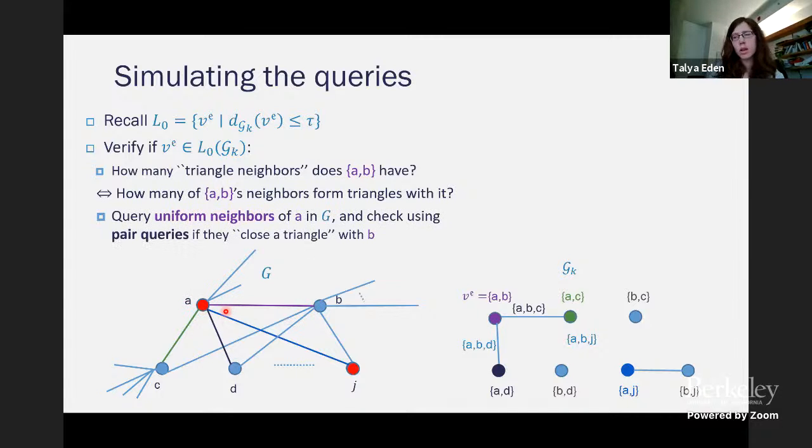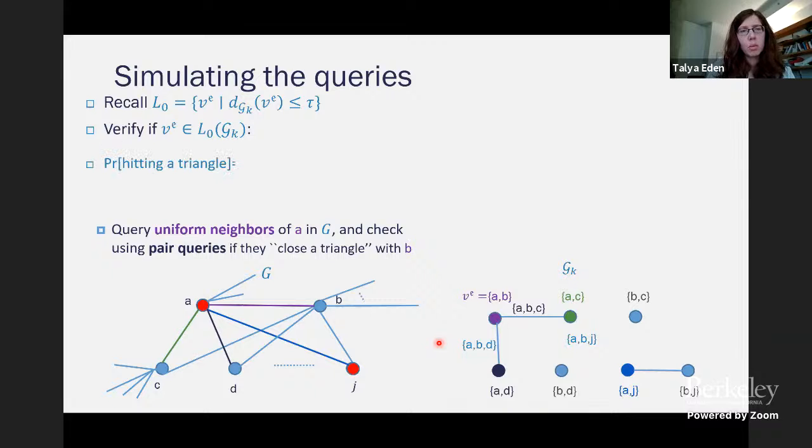So the only thing I have is query access to this graph G. What I can do is query uniform neighbors of A in G and check using pair queries, do they form a triangle, right? So I just query a uniform neighbor, I check for a triangle. If I don't find one, okay. If I do, then it means that I hit some triangle, right? So I hit some neighbor here. Once I find a triangle in G, I found a neighbor of this node here in GK.